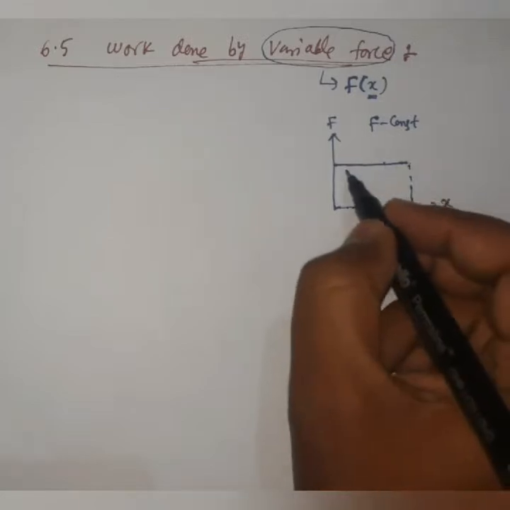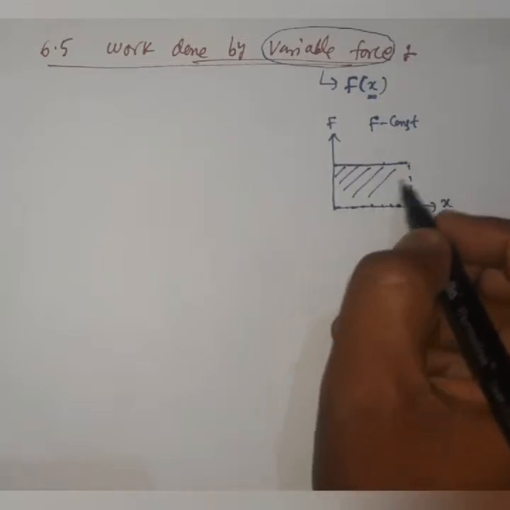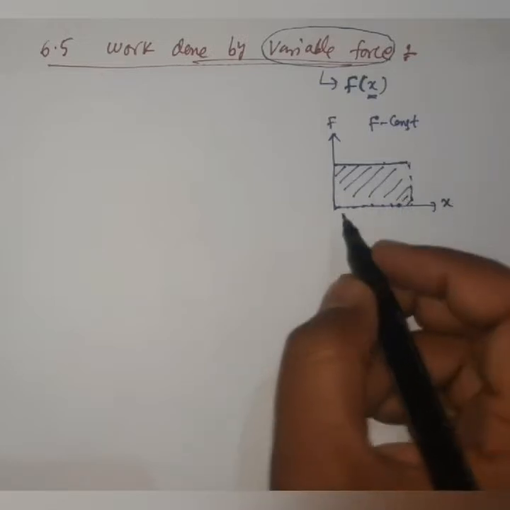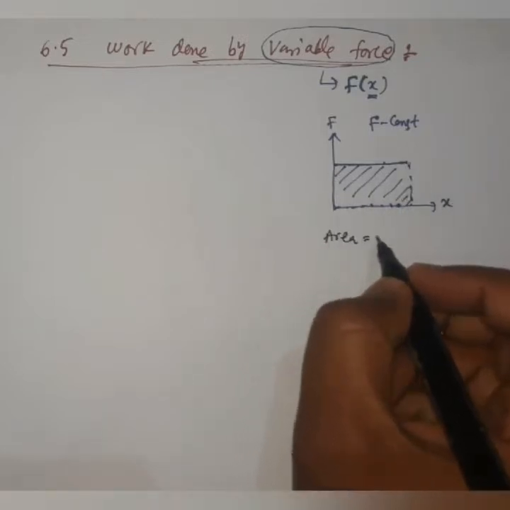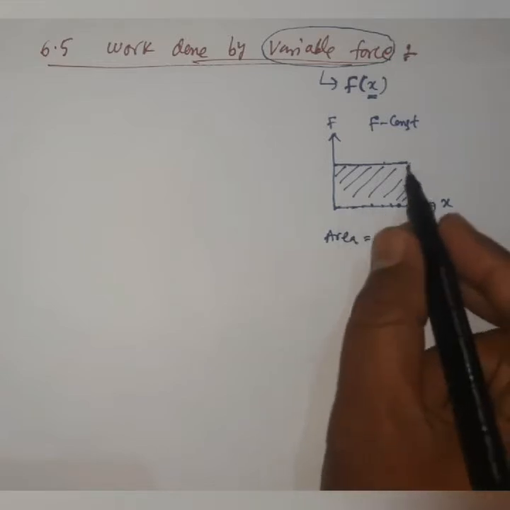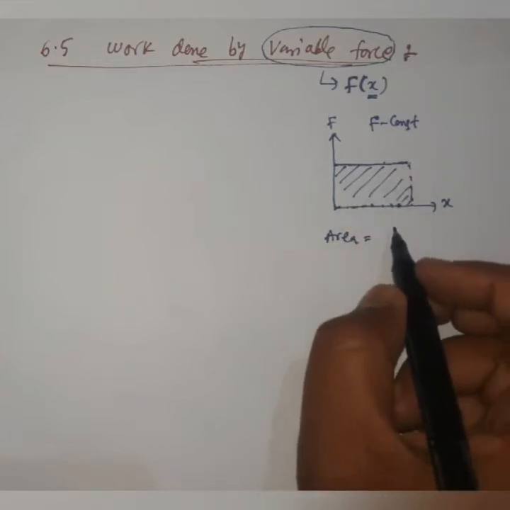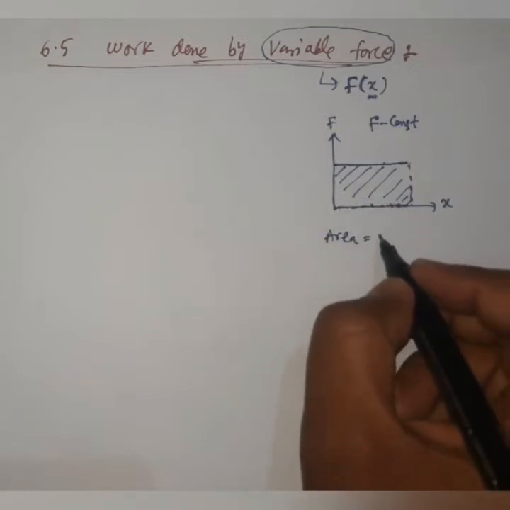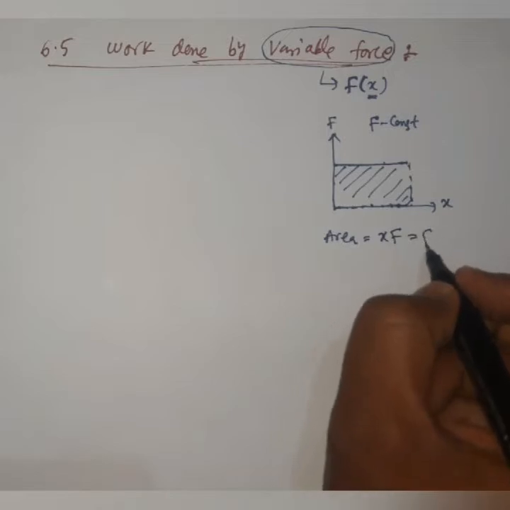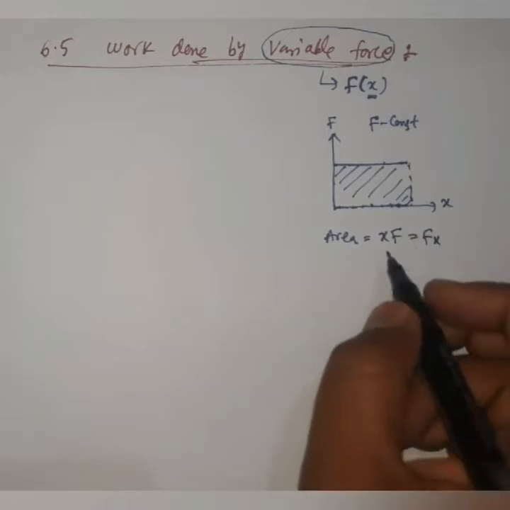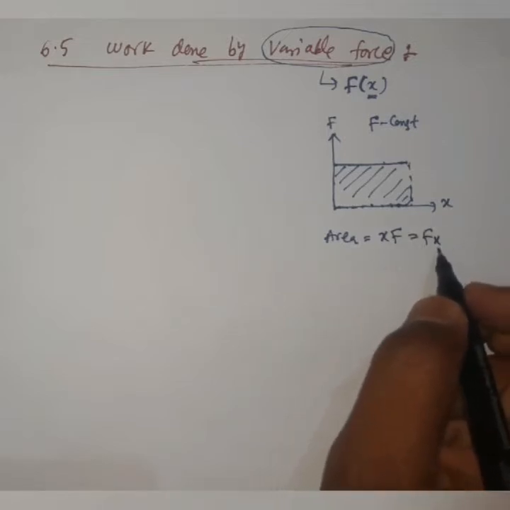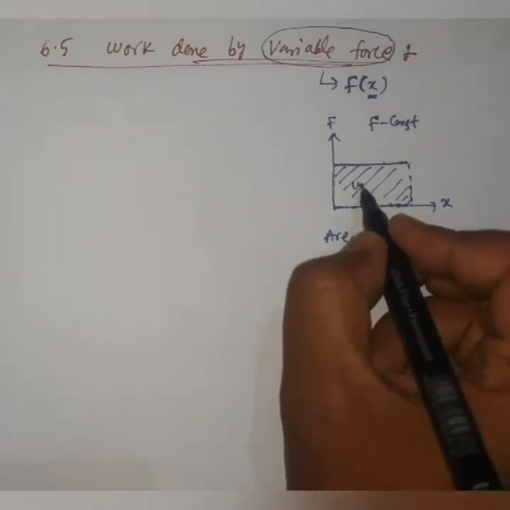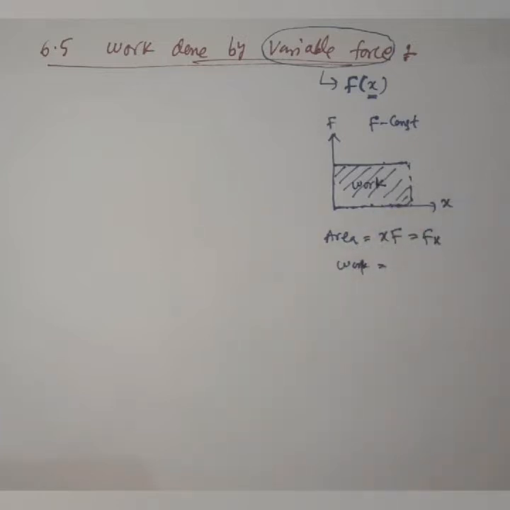Here the area under the curve is a rectangle. What is the area of a rectangle? Length into breadth. Here the length is x and the breadth is F, that is F x. Here F x is nothing but force into displacement. It is nothing but work done. So the area under the curve gives us work done.